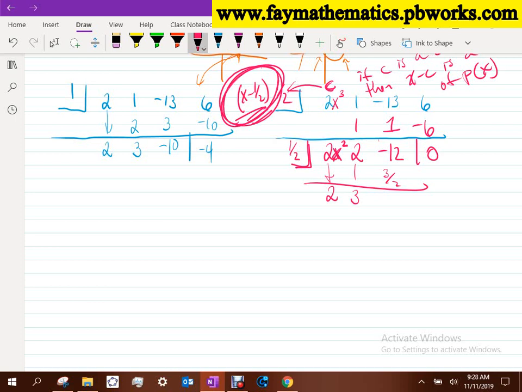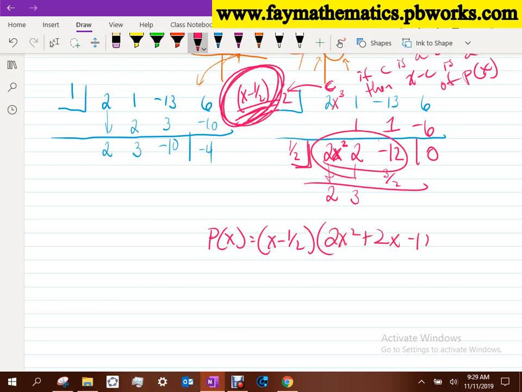Now, I did try it one more time with 1/2 because I was thinking, well, if 1/2 works, then my final quotient line will be linear, and I'll automatically have this thing factored easily, okay? That being said, now I've got P of X is equal to that factor, x minus 1/2, now times that thing. So I'll write it as 2x squared plus 2x minus 12.